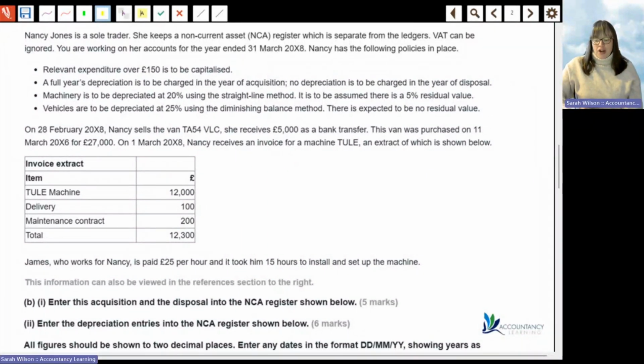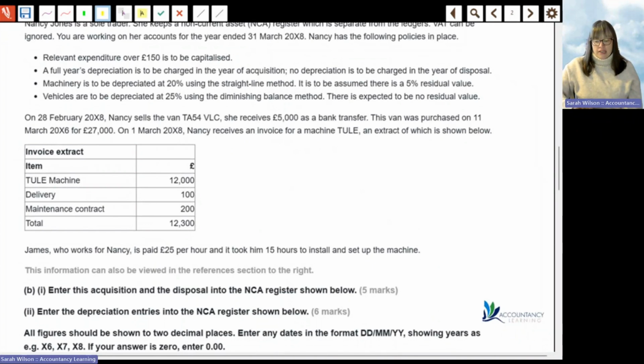So relevant expenditure over £150 is to be capitalised. A full year's depreciation is to be charged in the year of acquisition, but no depreciation is charged in the year of disposal. Machinery is depreciated at 20% straight line method and a 5% residual value. Vehicles are depreciated at 25% diminishing balance, but there's no residual value.